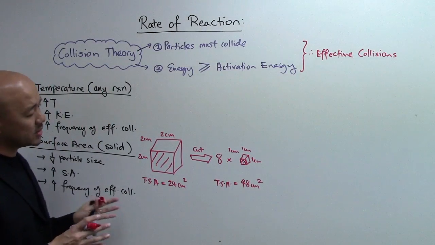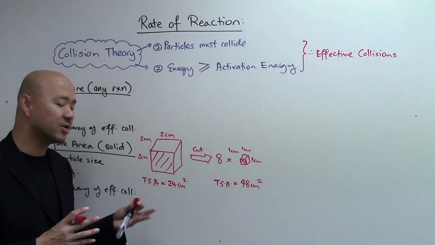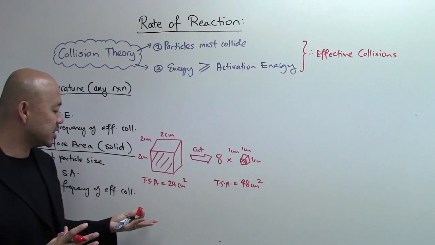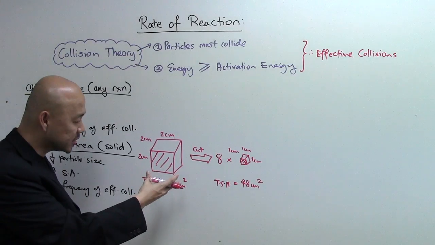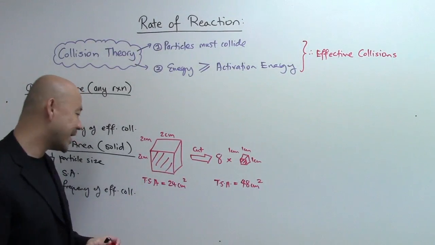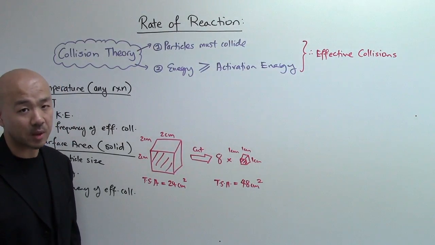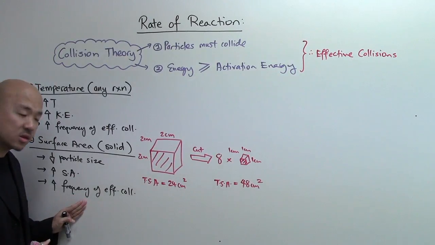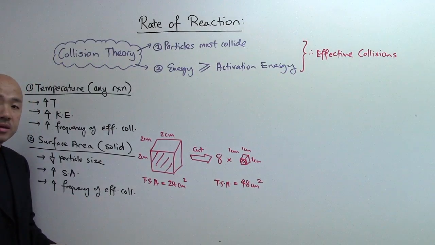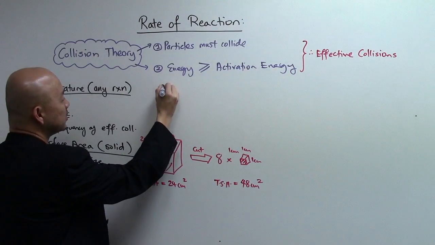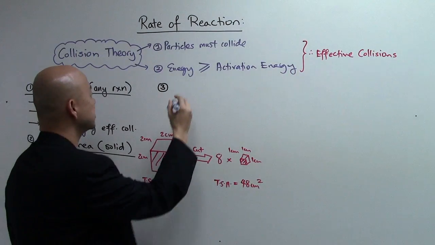Right? This also means that reactants such as your acid, your aqueous reactants, will have twice the ability, or the speed or the opportunity to react with this magnesium ribbon. Okay, so this obviously increases the frequency of effective collision. So that's surface area. Now the third one I'll discuss is pressure.